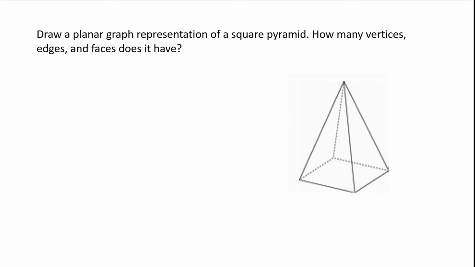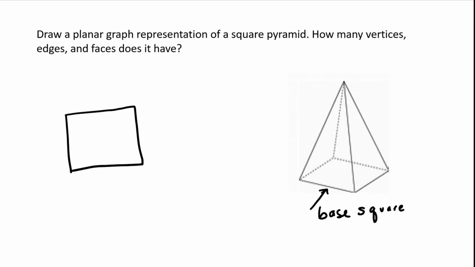Let's note that with a square pyramid, the base is a square, and the four sides around it are triangles. To get a planar representation, the idea is to look at the graph from the top down, and when we do that, there's several different ways to do this, but I'm going to use the square for the base, looking from the top to bottom.